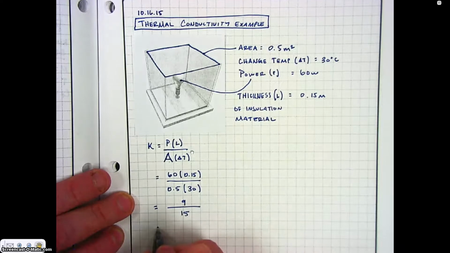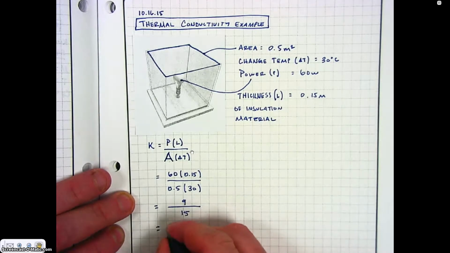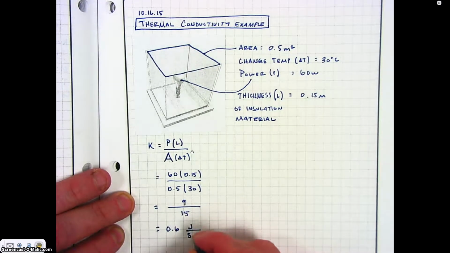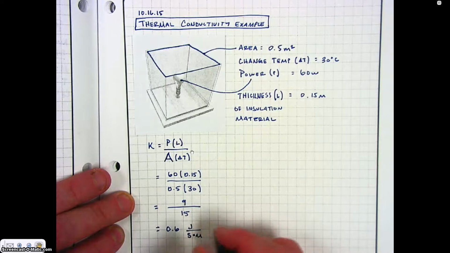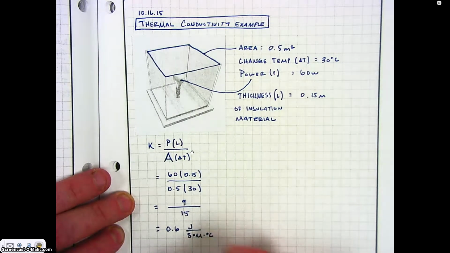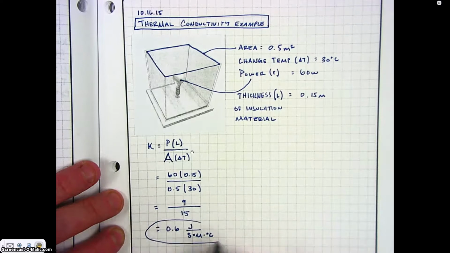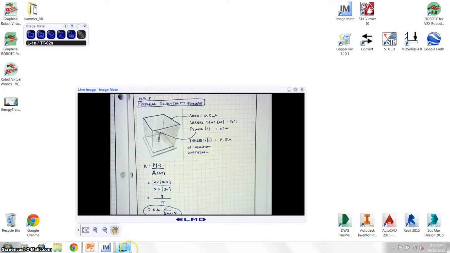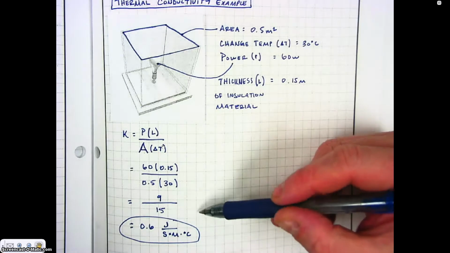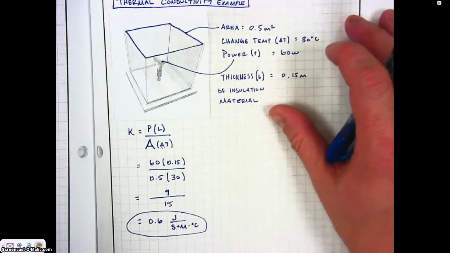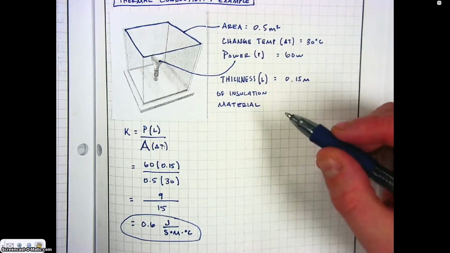So our thermal conductivity is equal to 0.6. And the unit is joules per second per meter per degree Celsius. So the lower this number, the less conductive that material is to thermal energy, and the better insulation material it is.